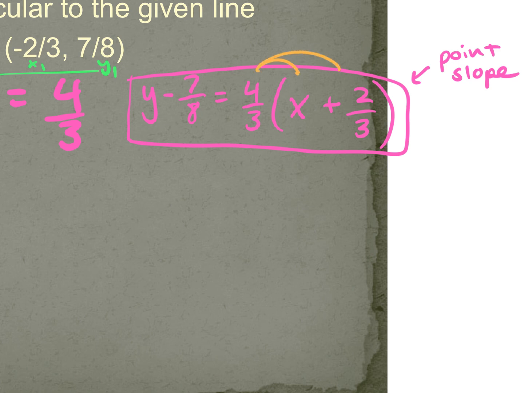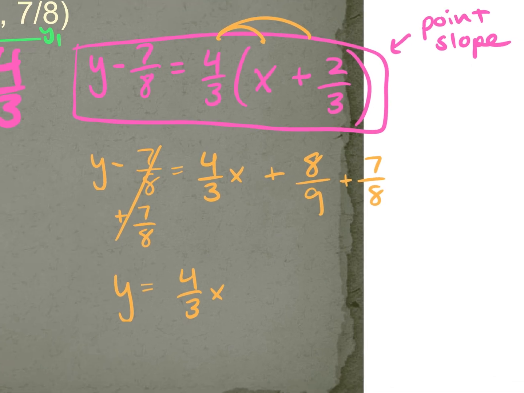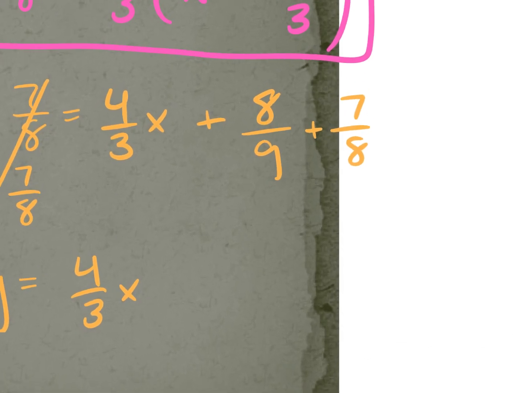Distribute. So y minus 7 over 8 is equal to 4 over 3 times x plus, when we multiply fractions, multiply the tops and multiply the bottoms. So 8 over 9. Last up, we want to add 7 over 8 to the other side. So y is equal to 4 over 3x. What do we need if we're adding fractions? Common denominator. So let's make a common denominator here.